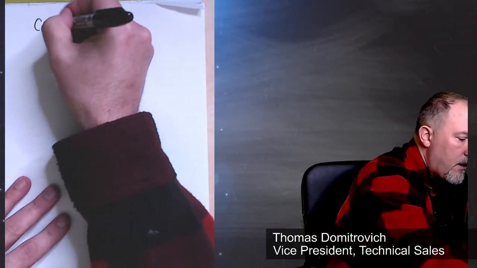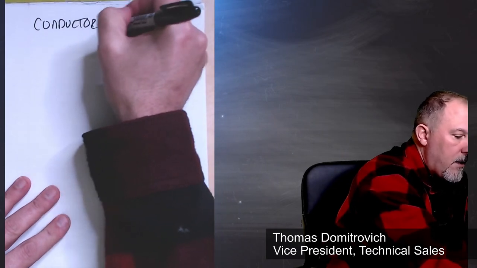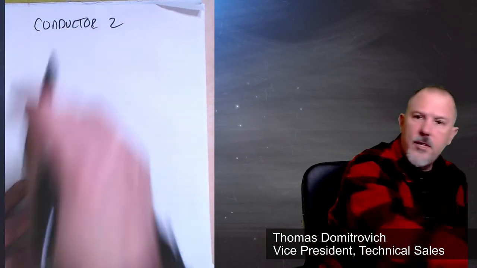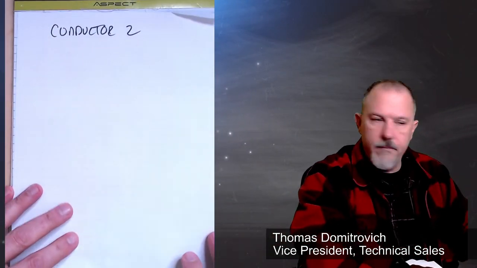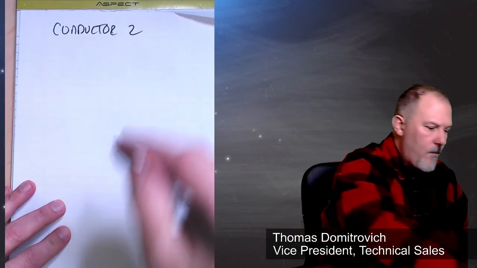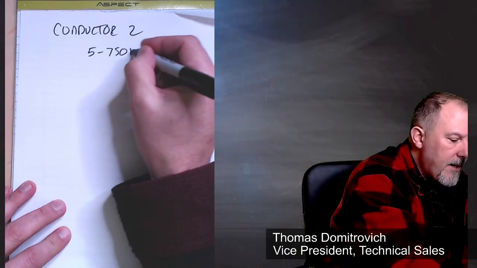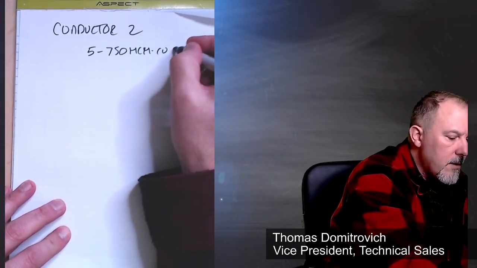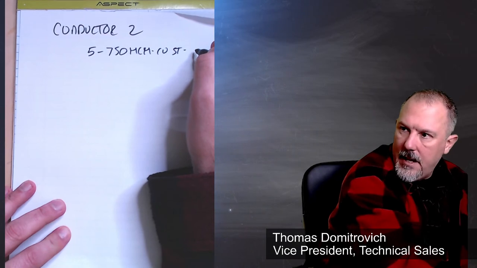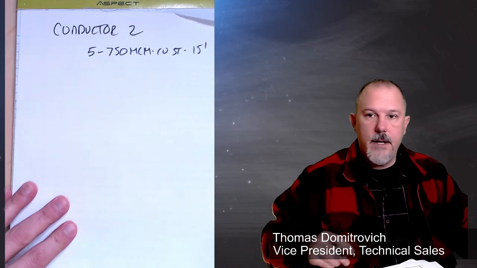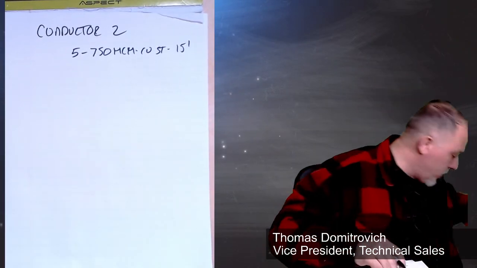Now I got to do conductor number two. I'm just going to do all the conductors and then we'll do the transformers. Make sense? Because we're on a roll. We have 750 MCM copper steel, and the length of that, I got 15 foot. All right. So we go back to the code book.